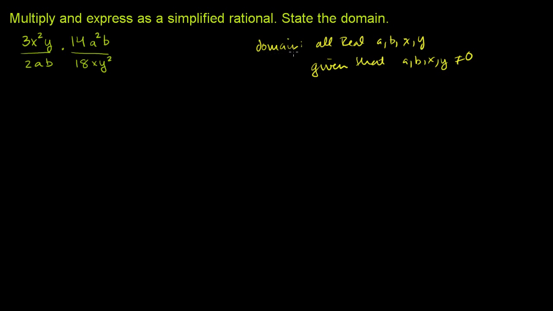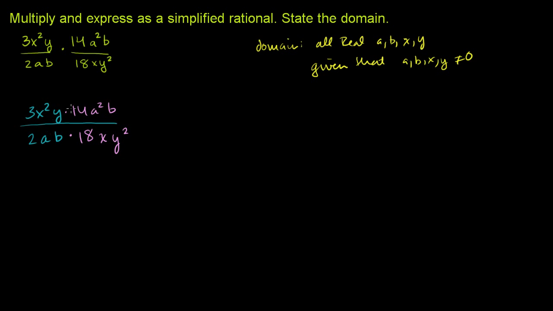Now, with that stated, let's actually multiply and simplify this rational expression. When we multiply, you just multiply the numerators and multiply the denominators. So you have 3x squared y times 14a squared b in the numerator. And then in the denominator, we have 2ab times 18xy squared. And let's see where we can simplify this thing.